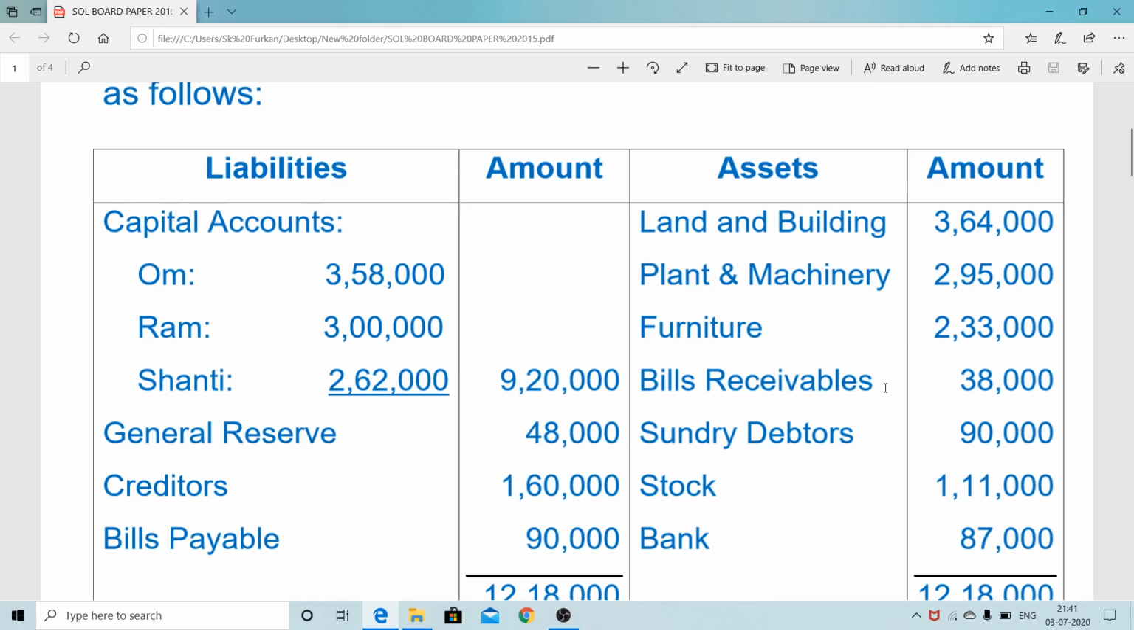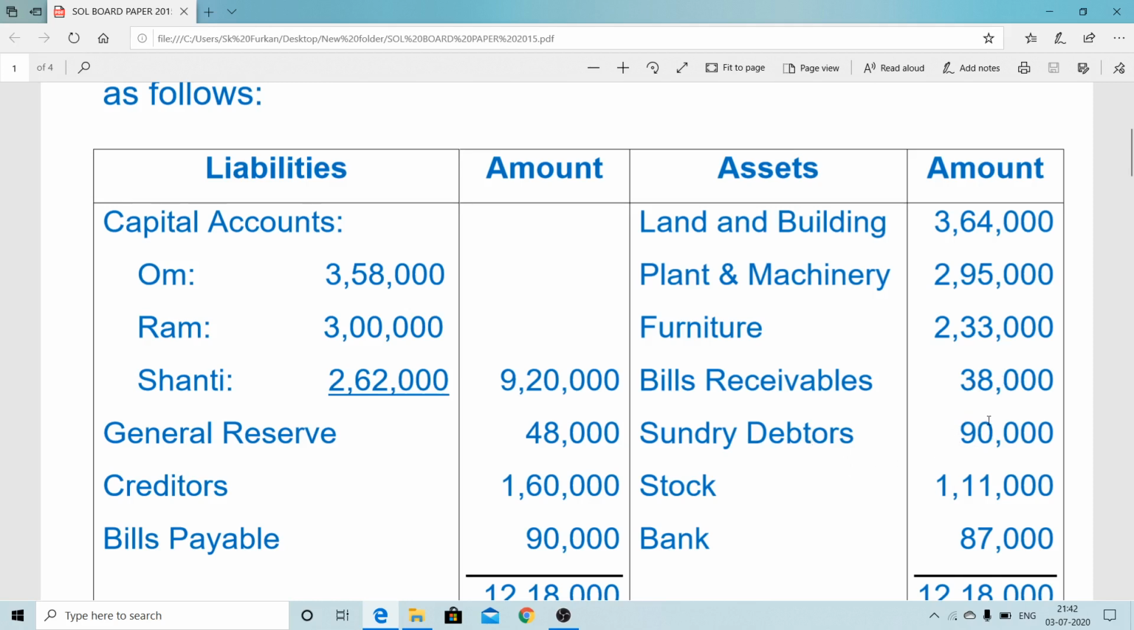Bills receivable, it is a current asset. Bills receivable plus debtors together is sometimes called accounts receivable, which you will see in the ratio analysis chapter. So account receivable means bills receivable plus debtors. Here it is separately provided. Bills receivable, a current asset, 38,000. Sundry debtors, like customer accounts, 90,000.